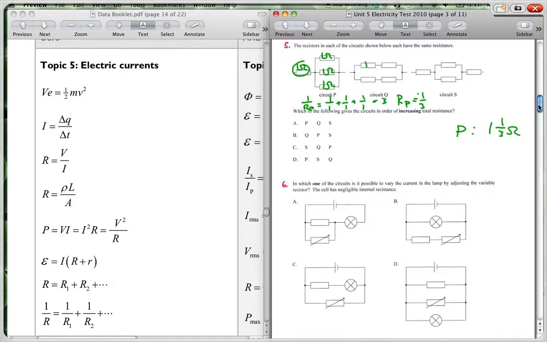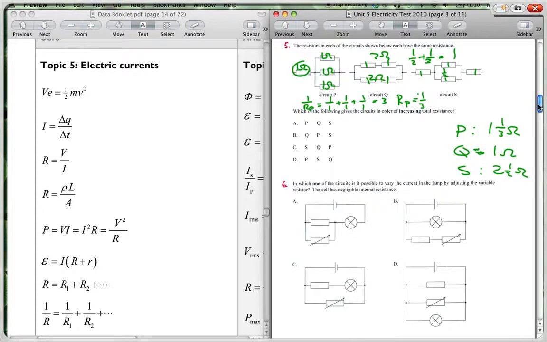For this one, we've got 1 ohm and 1 ohm, 1 ohm and 1 ohm. So here we're going to have 2 ohms and 2 ohms. And when they're in parallel, we find 1 over 2 plus 1 over 2, we get 1. So the resistance for Q actually turns out to be 1 ohm. And for circuit S, we're going to have 1 ohm, 1 ohm, so that's already 2 ohms. And then these are in parallel, so it actually works out to be half an ohm here. So for this one, it's going to be 2.5 ohms.